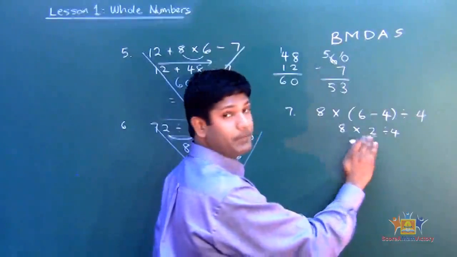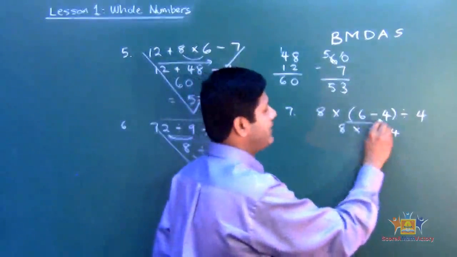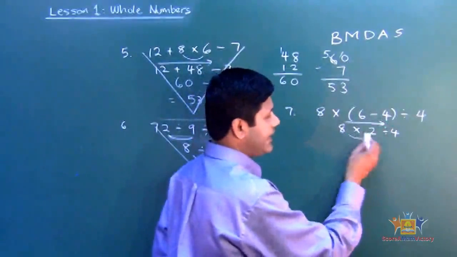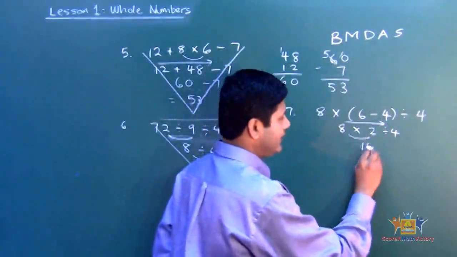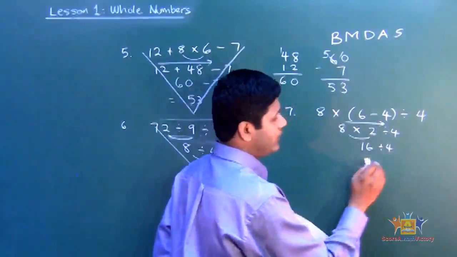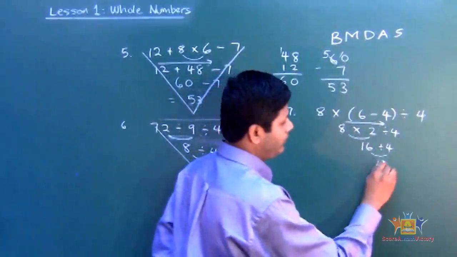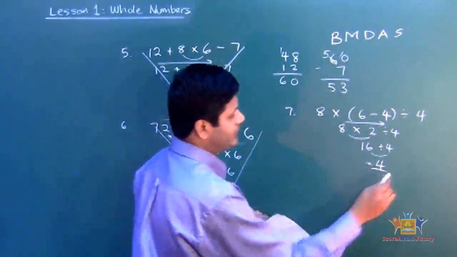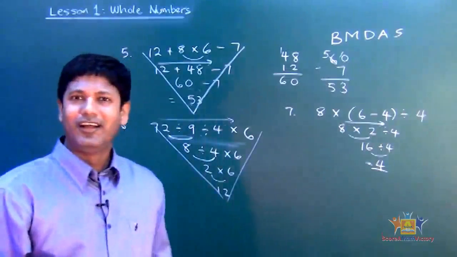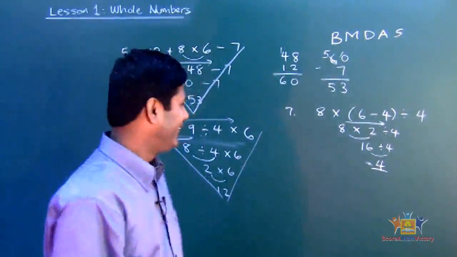Okay? Now you've got multiplication and division, left to right method. So we're going to solve this first. 8 times 2 is 16. And then rewrite that, divided by 4. Now we solve this one. 16 divided by 4 is 4, right there. That's your final answer. 4. Isn't that fun? Alright, see that?